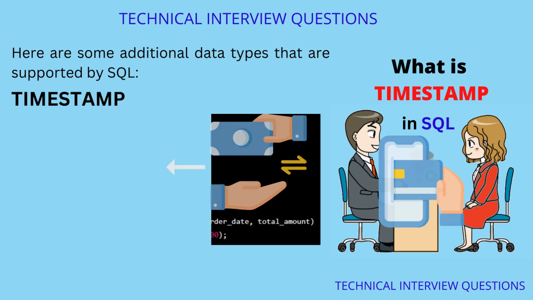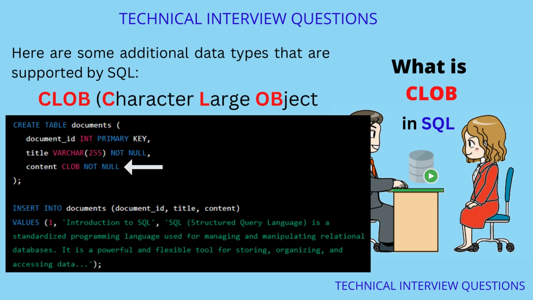CLOB. This data type is used to store large character strings, up to 4 GB in size. The CLOB data type is often used to store large amounts of unstructured text data in a database table. It is also useful for storing data that may need to be accessed and manipulated using SQL commands and functions. Real-life application of CLOB can be in analyzing social media data, historical documents, or records.